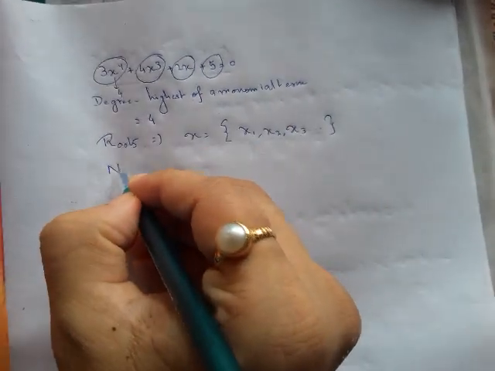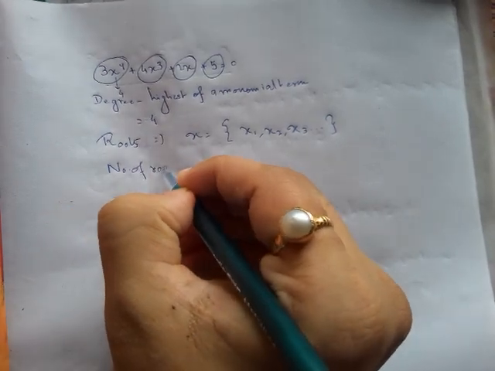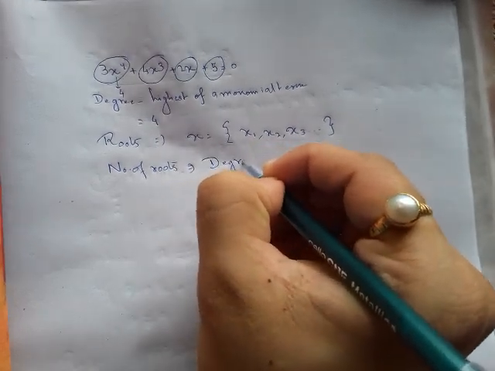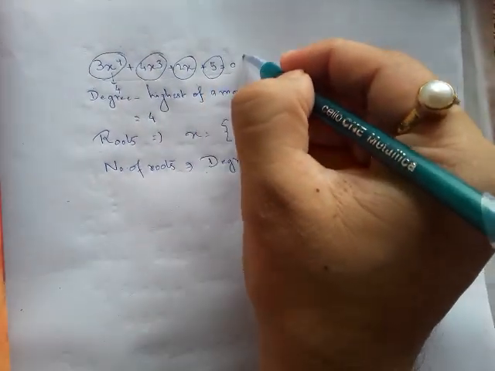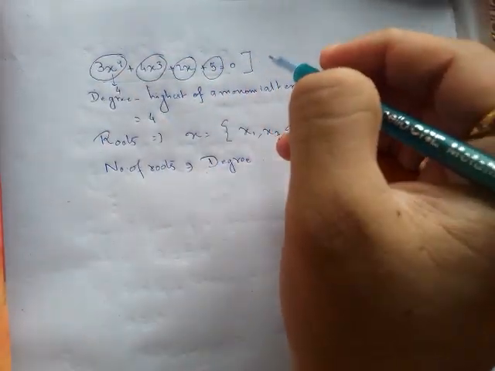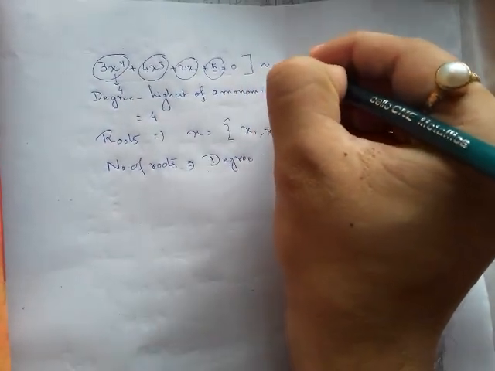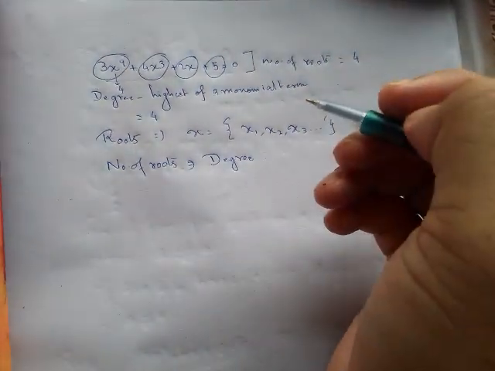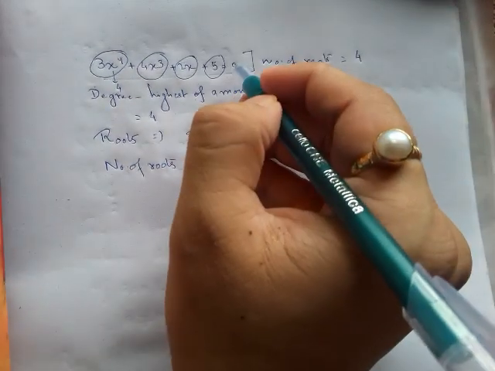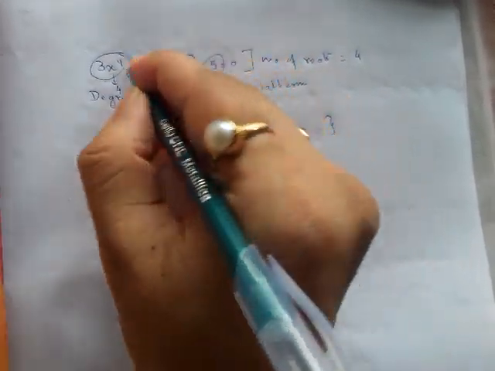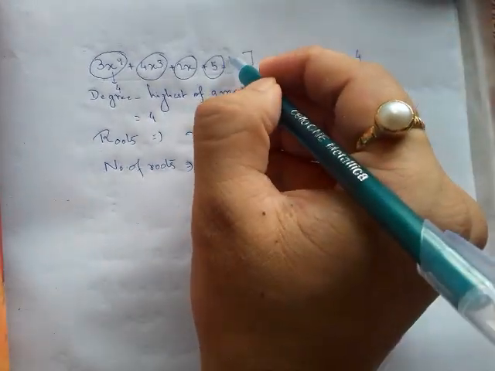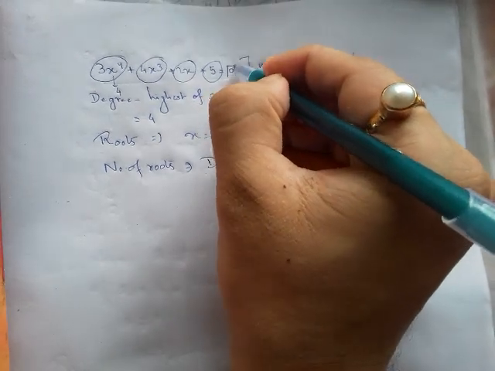Now the number of roots of a polynomial expression is equal to its degree. So for example, in this polynomial expression the degree is 4. So the number of roots of this polynomial expression will be 4. That means we will have 4 values of x which are going to satisfy this polynomial expression. Now what is the meaning of satisfying? Satisfying means if you put those values of x in this polynomial expression you will get 0. So that is called roots.